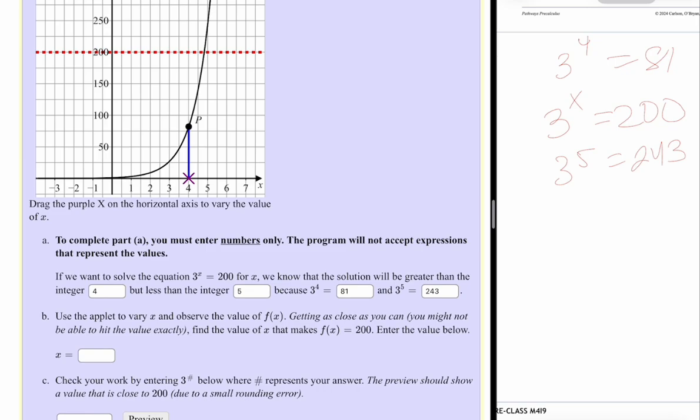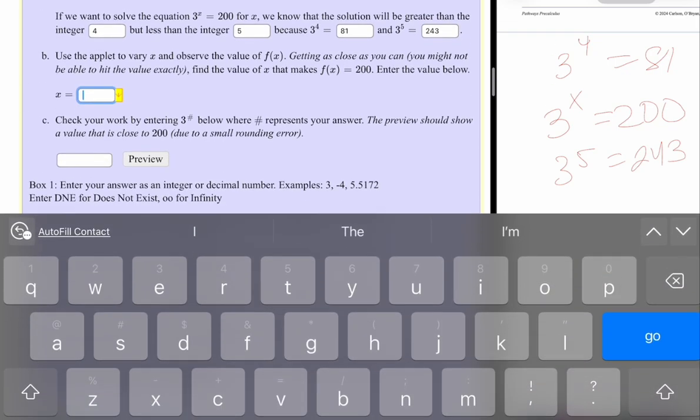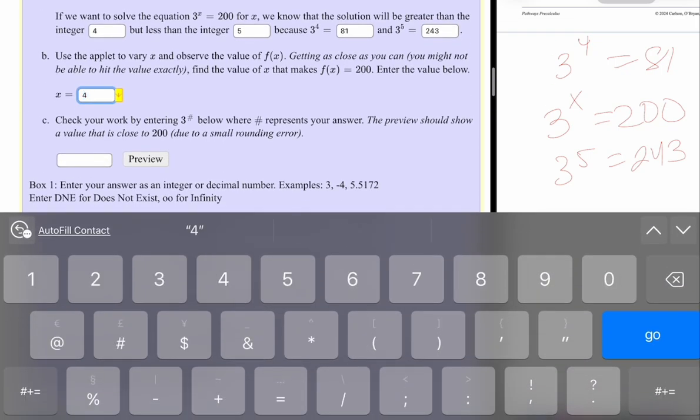Now it says use the applet to observe the value of f of x, getting as close as you can to finding a height of 200. They've marked mine on the line. I'm going to go up and try to hit that line as close as I can. I can get to about 4.83 for me. Do whatever you think is best. But you see how it's a number between 4 and 5.